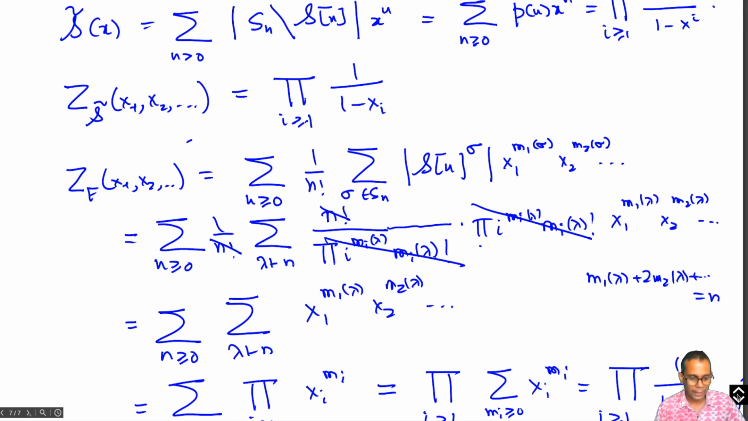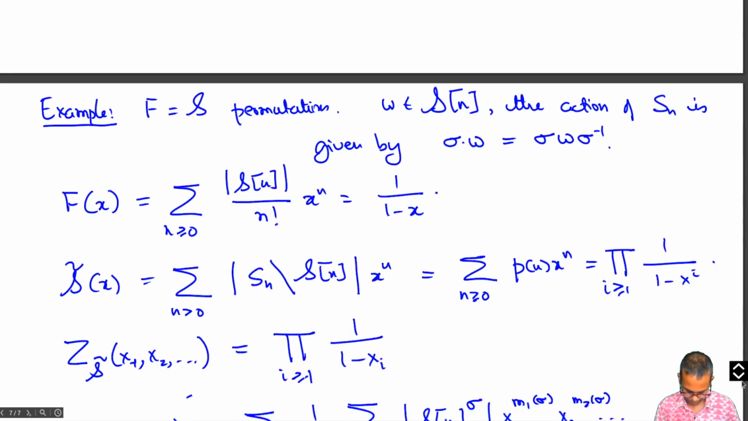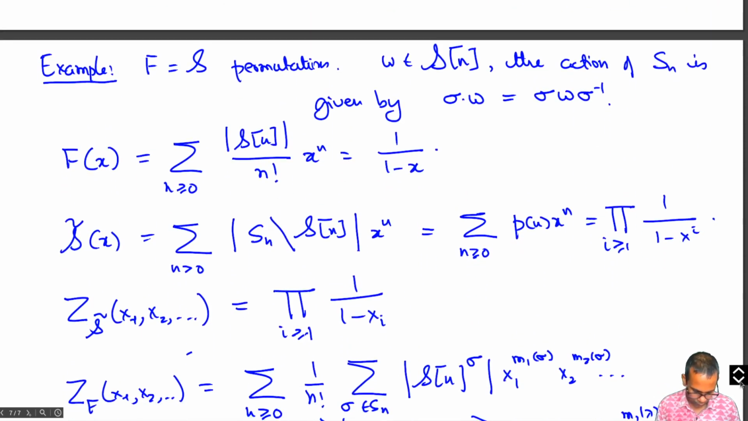So here we have all the three different generating functions for the species S. The exponential generating function is 1 over 1 minus x. The type generating function is product 1 over 1 minus x to the power i. And the cycle index generating function is product 1 over 1 minus x subscript i. So notice that the only difference between the type generating function and the cycle index generating function is that x subscript i has been replaced by x superscript i.